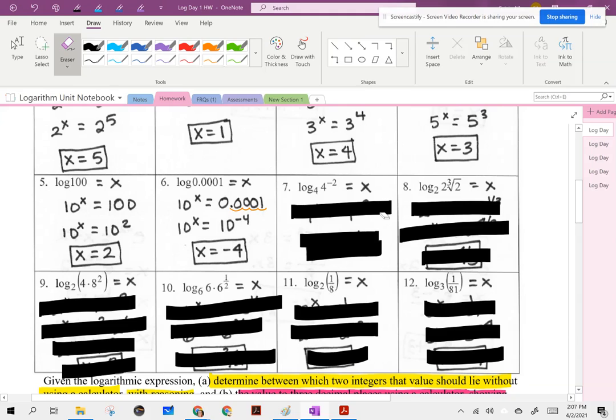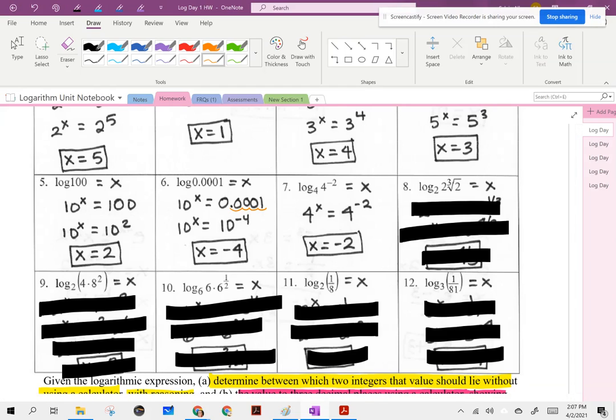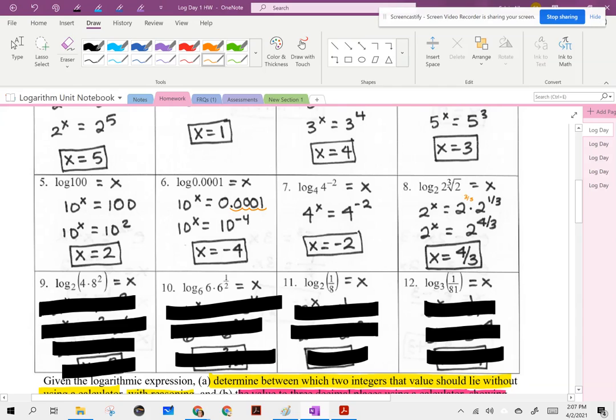All right, so we got 4 to the power of x is equal to 4 to the negative 2. X is equal to negative 2. Let's take a look at 8. We've got 2 to the power of x is equal to 2 times 2 to the 1/3 power. Again, we want to remember that when you are multiplying and the bases are the same, you have to add the exponents. So if I'm going to add 1 and 1/3, I might as well make this 3 over 3 so that I can get to 4/3. And so now I know that x is 4/3.